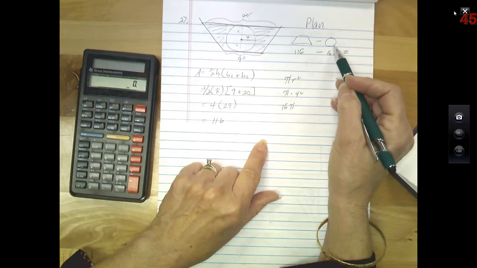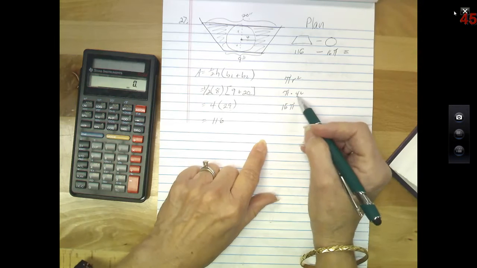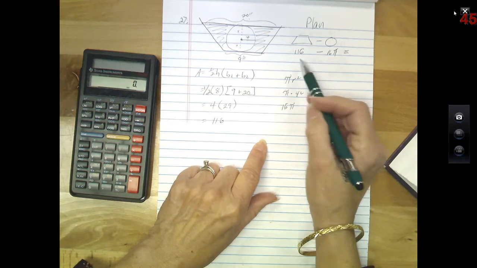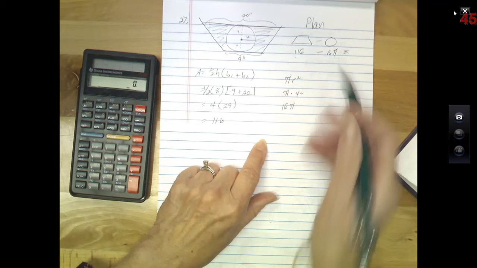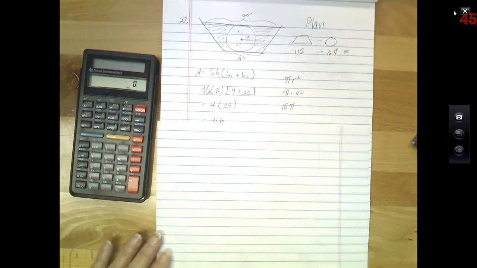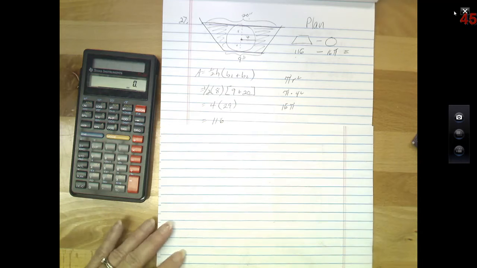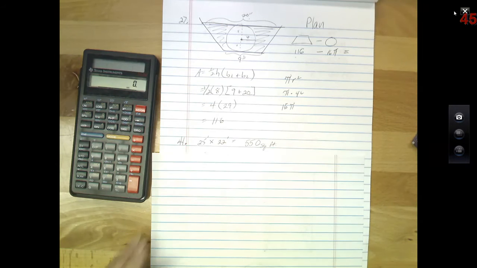Area of the circle, pi r squared. The radius is 4, so 4 squared is 16. So 116 minus 16 pi, whatever that is. I don't even know how they did the answer in the back. I hadn't looked. But anyway, I just wanted to show you how you would do it, in case you missed it.